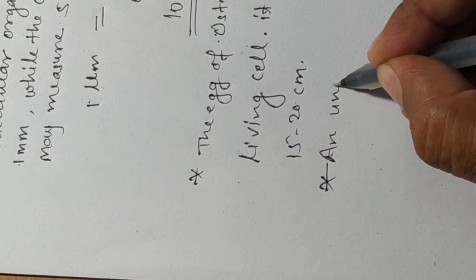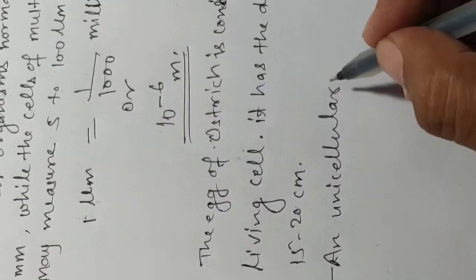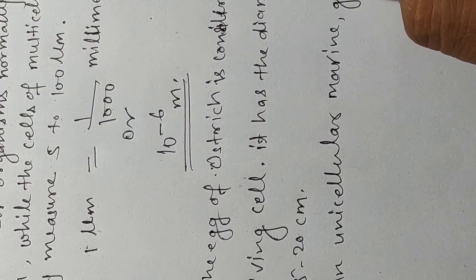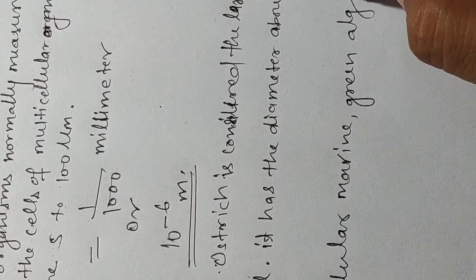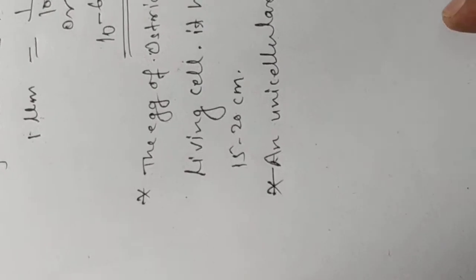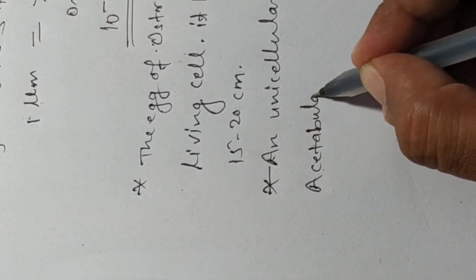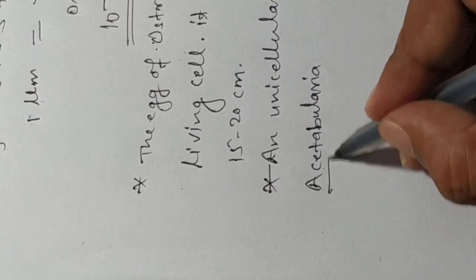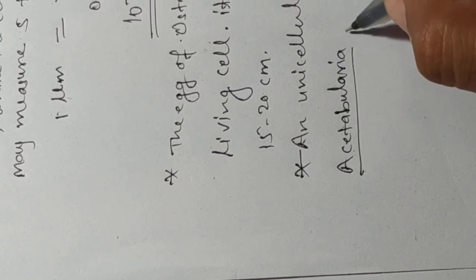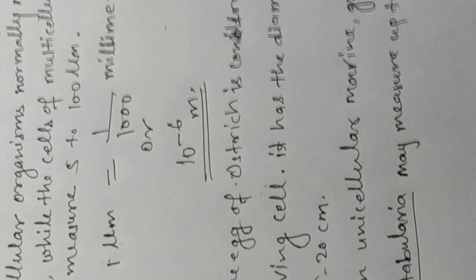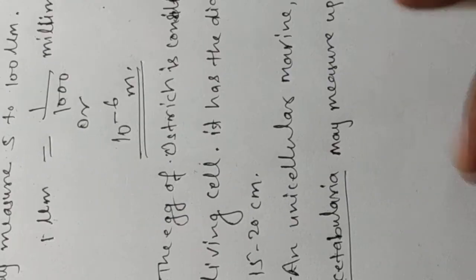And the unicellular marine green alga Acetabularia may measure up to 10 centimeter in length.